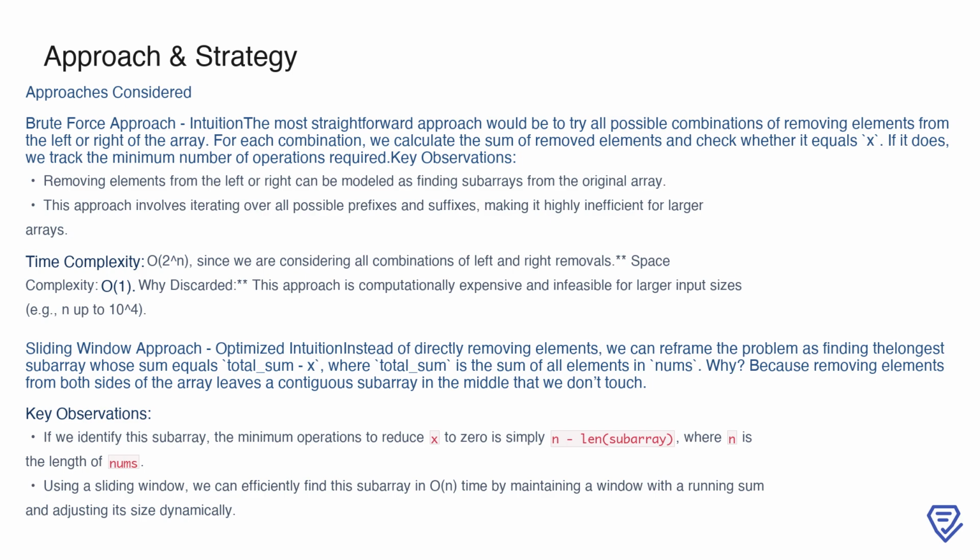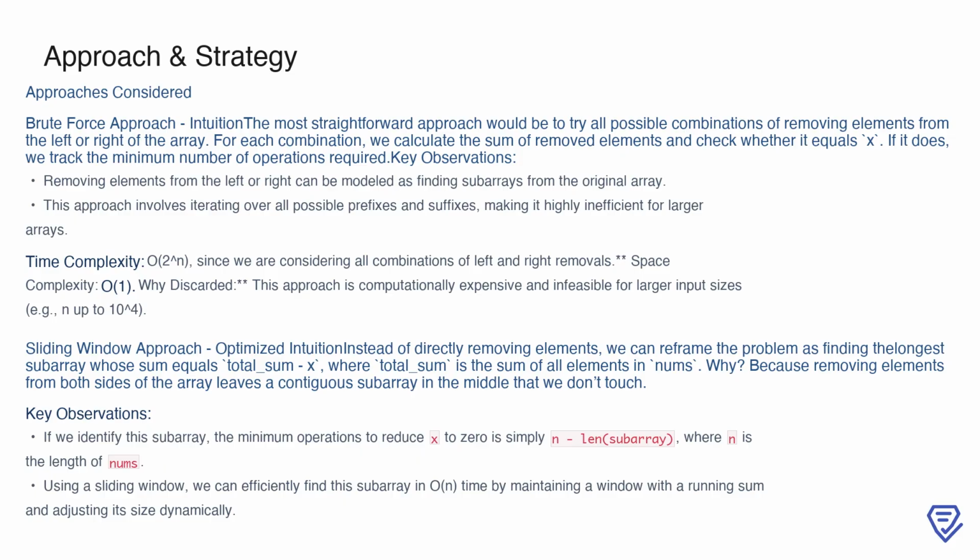However, there are some key observations to consider. Removing elements from either side is essentially the same as identifying subarrays from the original array. While conceptually simple, this approach involves iterating over all possible prefixes and suffixes, which can become highly inefficient for larger arrays. The time complexity here is O(2^n), as we are considering every possible combination of left and right removals, and the space complexity is O(1), since we aren't using any additional data structures.